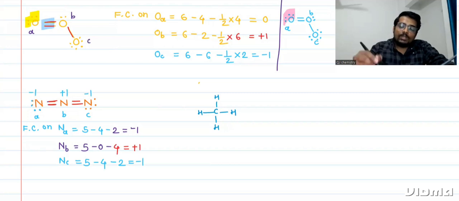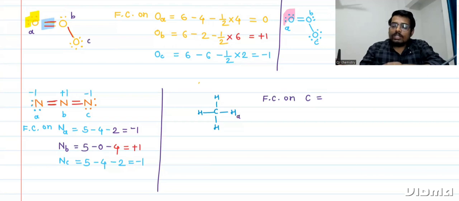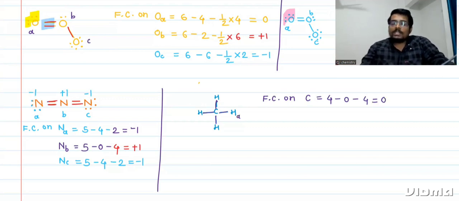The next example is the methane molecule. In the methane molecule, find the formal charge on the carbon atom and the formal charge on hydrogen A. So the formal charge on carbon is equal to the number of valence electrons in the carbon atom, which is 4, minus how many dots are there on carbon? No dots, so 0, minus how many bonds are associated with carbon in total? 4 bonds. 4 minus 4. So the formal charge on the carbon atom in methane is equal to 0.